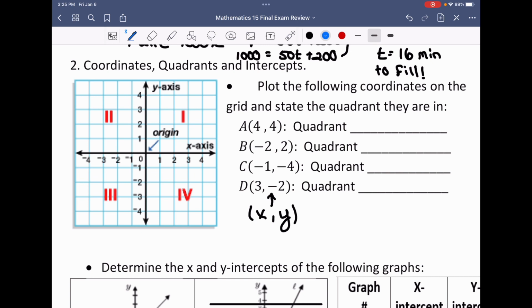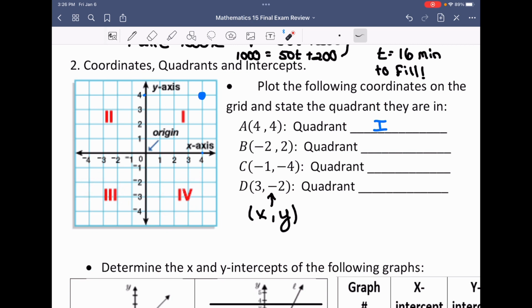So in the first point, it says 4 and 4. We go to 4 on the x, 4 on the y, and where those two cross is right here. So that's our first point. What quadrant is that? That is quadrant 1. That is the first quadrant. And remember, quadrants are labeled in terms of the top right is 1, and then going counterclockwise, you get 2. So we start with 1 in the top right, then we go counterclockwise and get 2, 3, and 4.